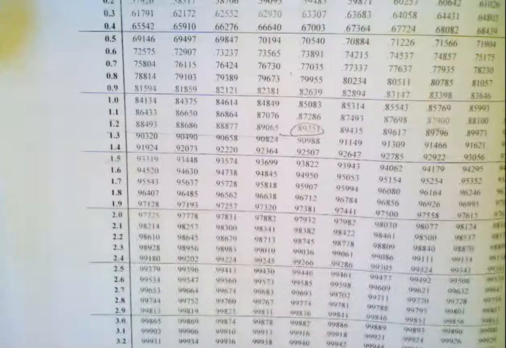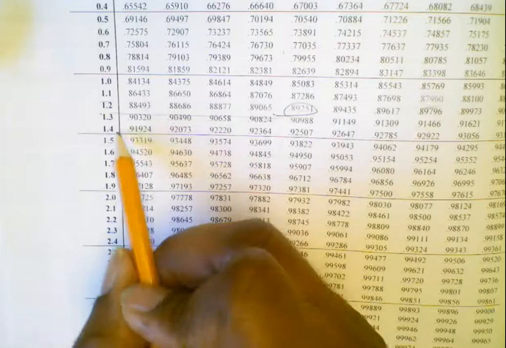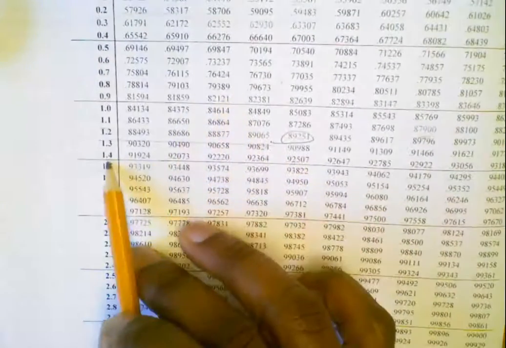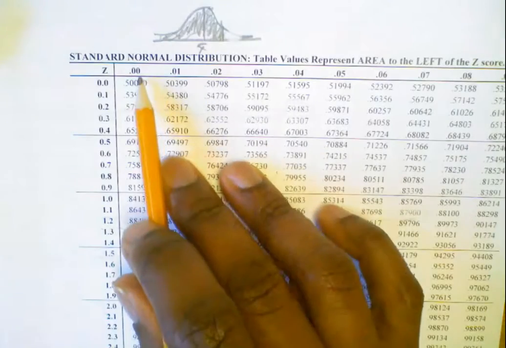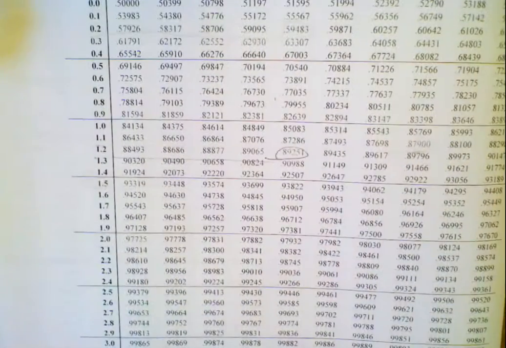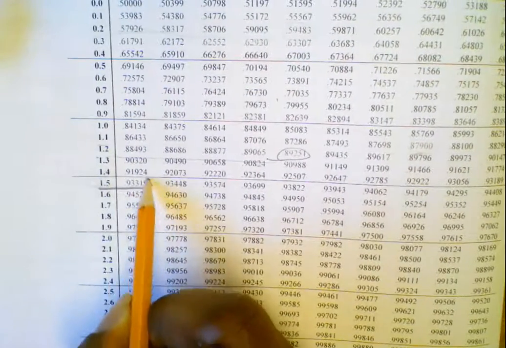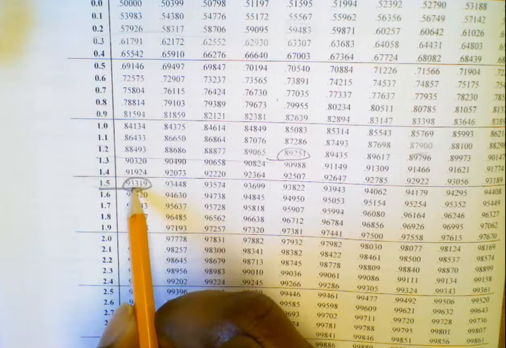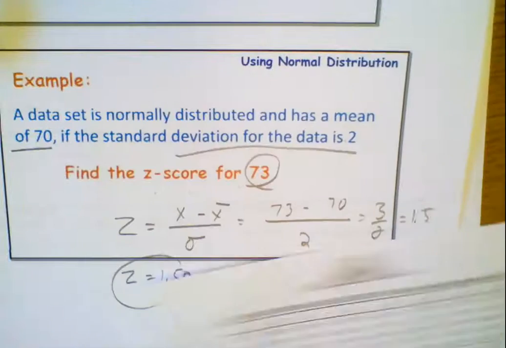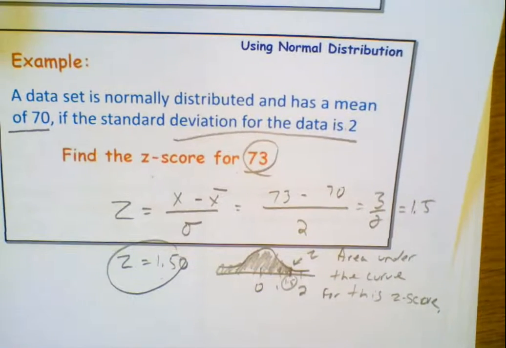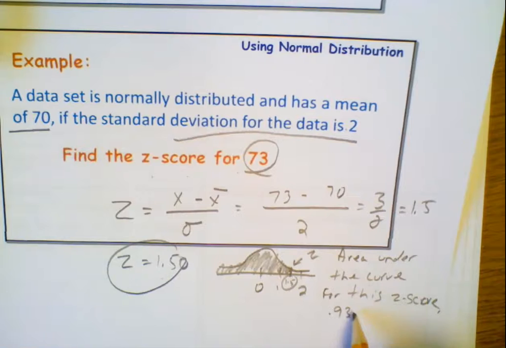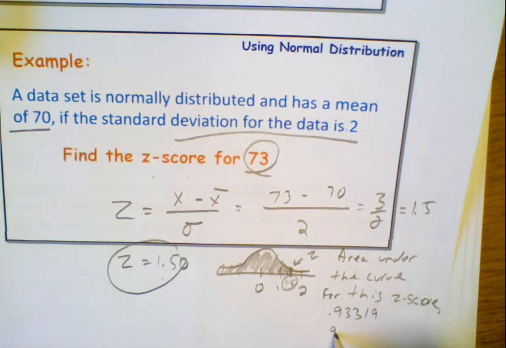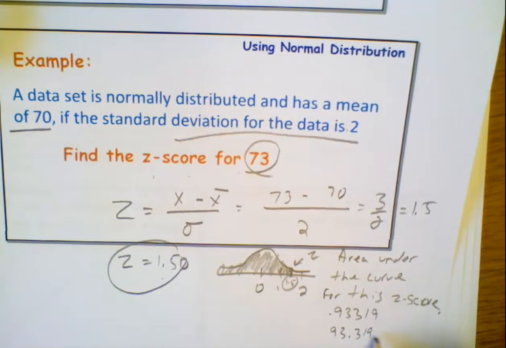To do that, you go to 1.5 and find the column of 0. This is 0, 0. So 1.50 is right here. That means the area is 0.93319. So the area of that curve is 0.93319. You might call that area 93.319%.